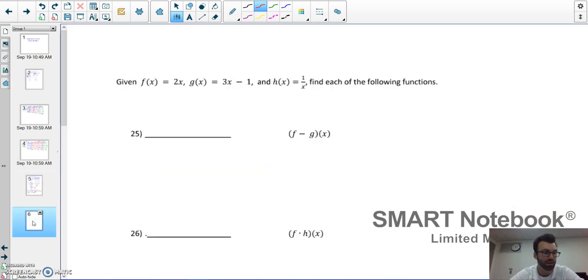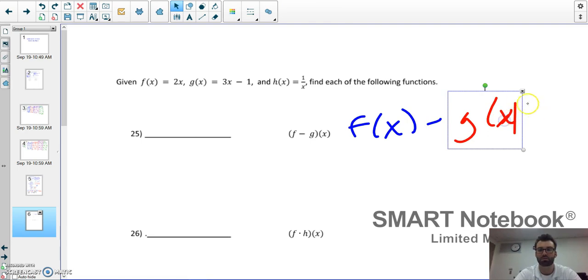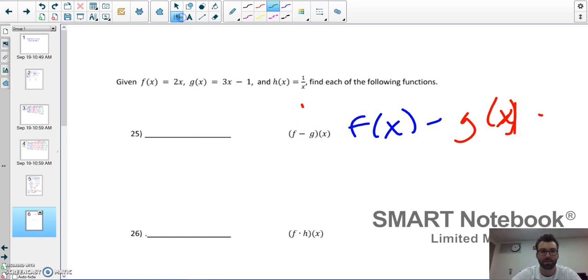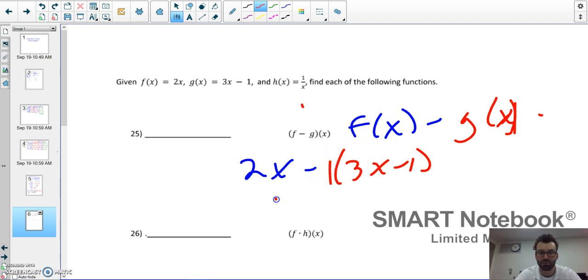Let's see. Okay, f of x minus g of x. Remember, I'm just subtracting my two functions here. I'm subtracting g of x from f of x. Remember when you subtract, you must use those parentheses. f of x is 2x minus g of x, which is 3x minus 1. Remember there's that negative 1 there. This should be your negative. That's 2x minus 3x plus 1. So negative x plus 1.